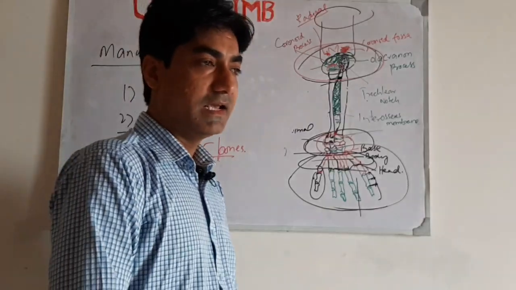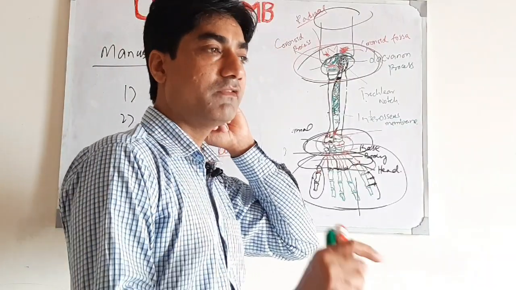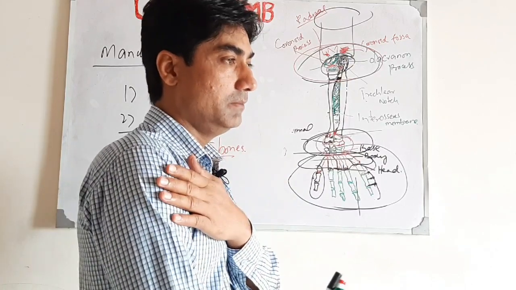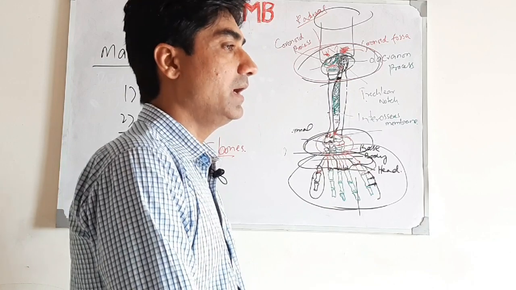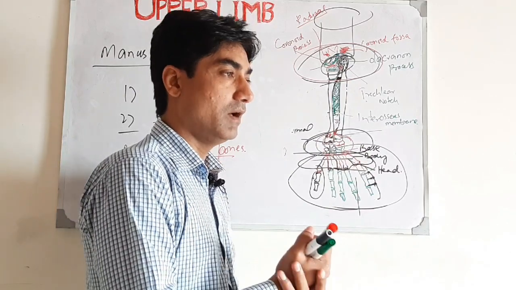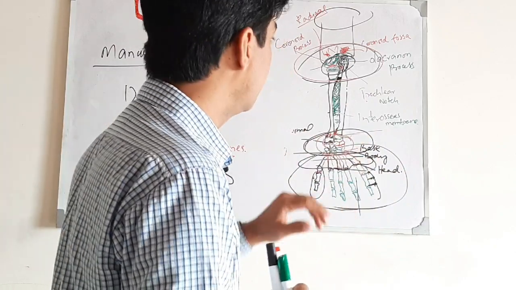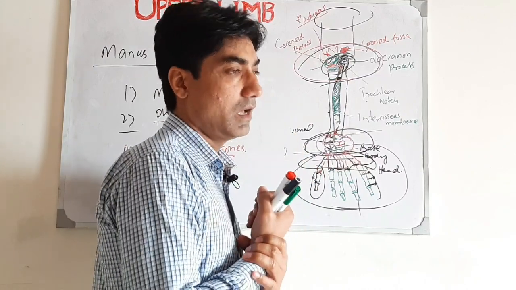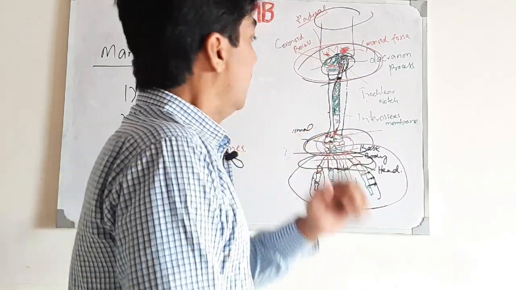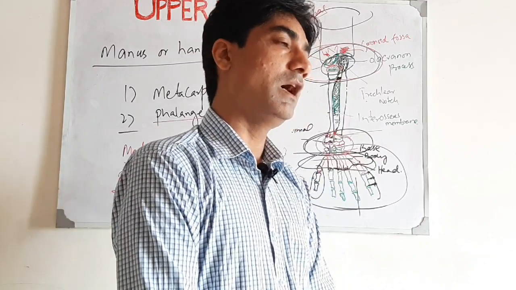In this lecture we have discussed the upper limb, the 4 regions of the upper limb: brachium, antebrachium, wrist or carpus, and the fourth one is manus or hand. And 3 joints we have discussed in this lecture. First is the shoulder joint, second is the elbow joint, and third is the carpus joint. Next we will cover the pelvic girdle in the upcoming session.